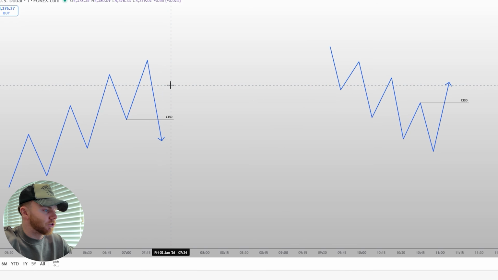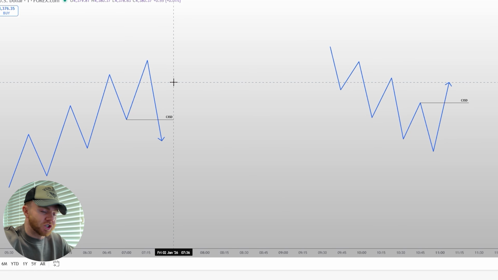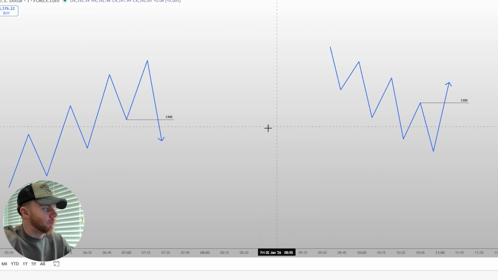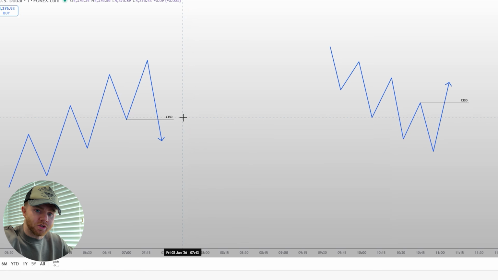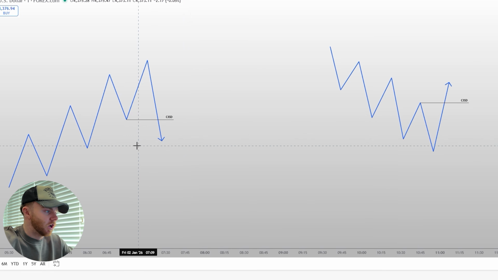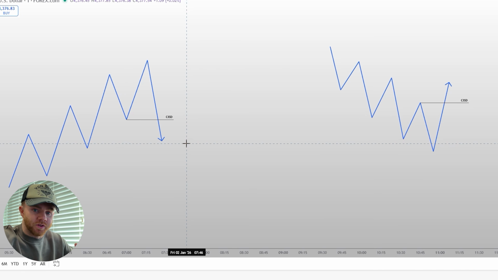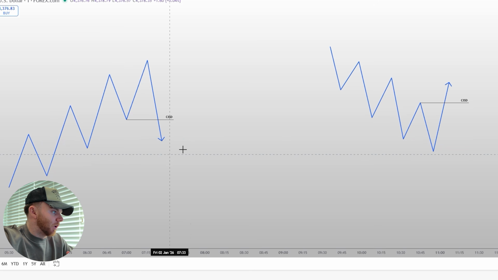So in front of us now, we have two drawn up examples of a change in state of delivery and what it would look like. Obviously, it's not going to be as clean as these, but I just thought it'd be much easier to explain to you what I was saying earlier regarding sweeps of liquidity and displacement on this example rather than on the charts. Before we get into that, let's start with the bearish CISD.